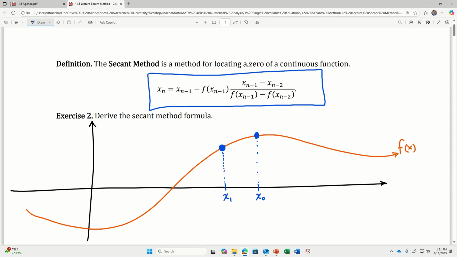And then this is where my drawing is not really going to do it justice because I can't draw perfectly straight lines. But ideally, we would create a straight line between this point and that point and follow it all the way down to the 0, right? So pretend that blue line is completely straight. And then this is going to be the next iterate.